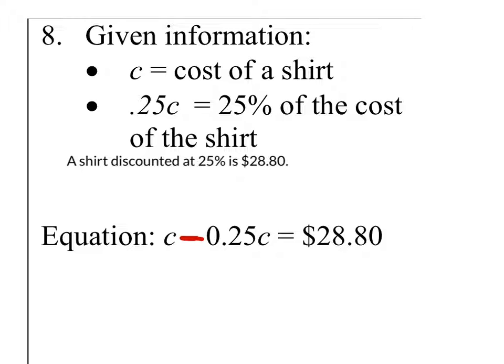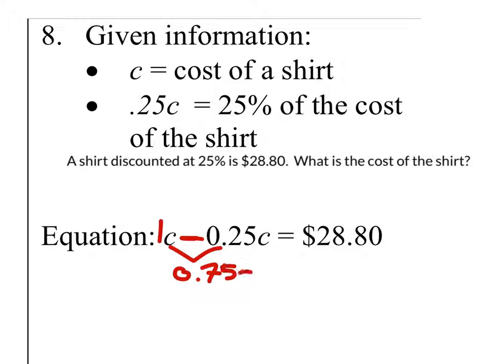The next part we got to do is write the question for these. What is the cost of the shirt? And of course, we're looking for the cost of the shirt because that's what we started with, C, and C equals the cost of the shirt. So we just got to figure this out. Let's get on with it. That's a 1C minus 0.25C. When we combine these, we get 0.75C.